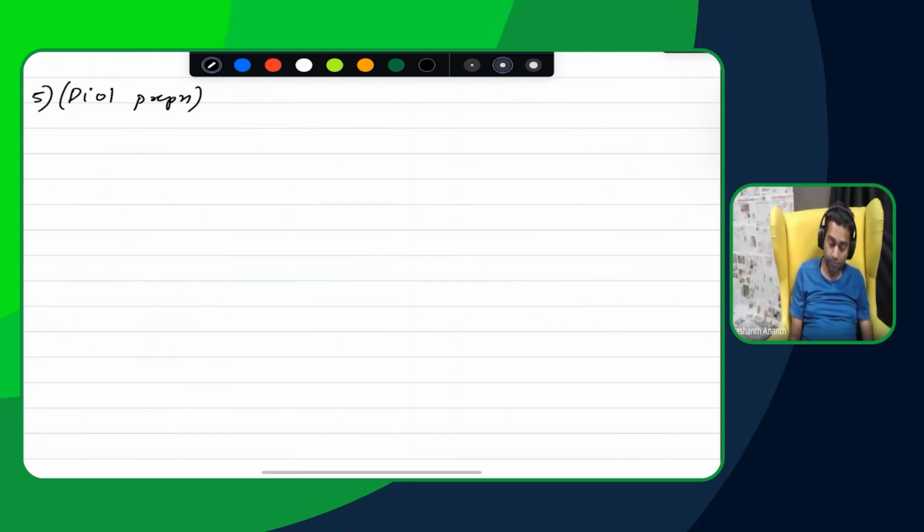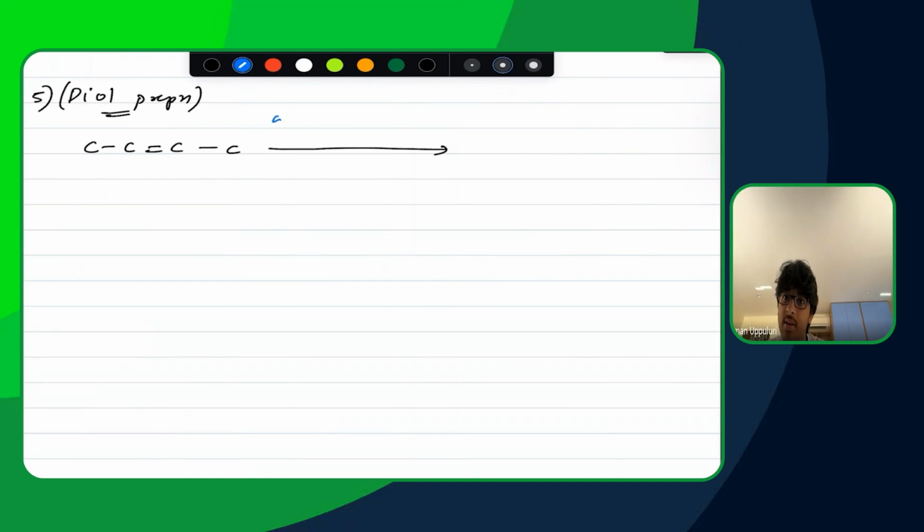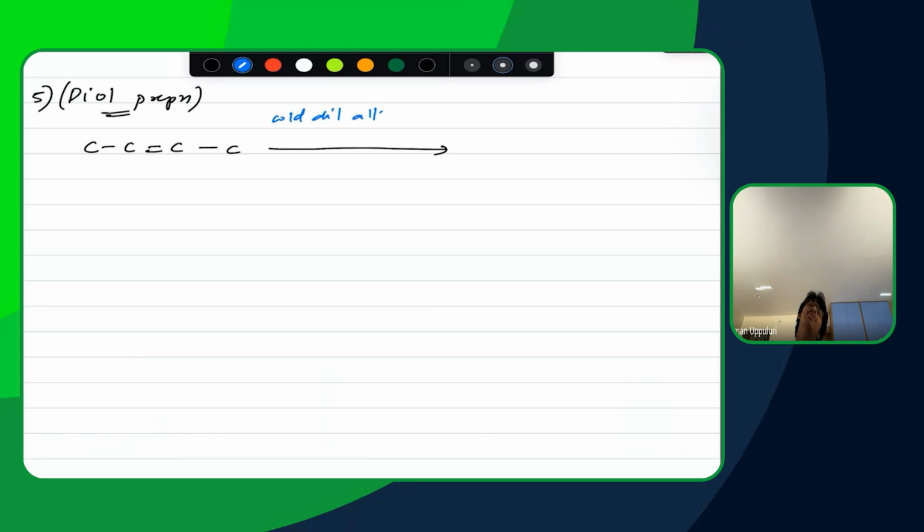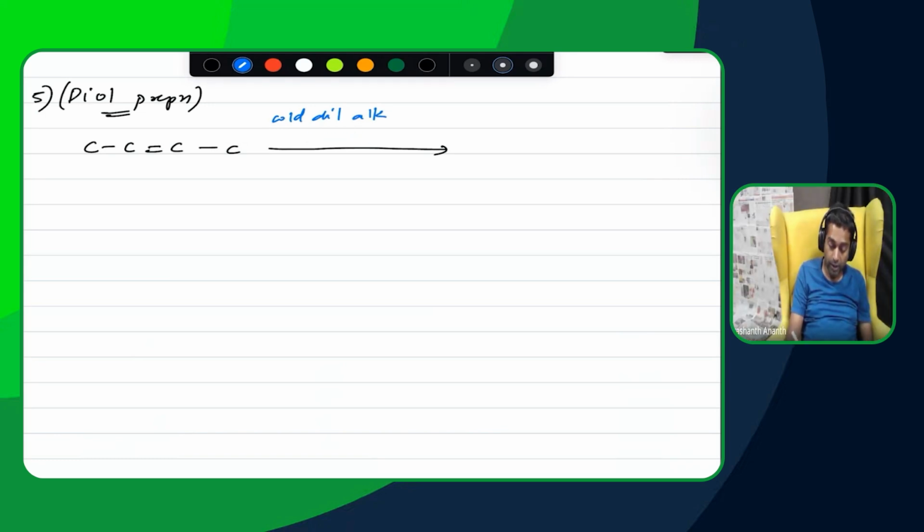So diol preparation: of course, if I have an alkene, two methods are applicable over here. What is Bayer's reagent? Can you give me the name? Cold alkaline KMnO4. Cold dilute alkaline KMnO4. Dilute, that's what. So you're going to be having cold dilute alkaline KMnO4. This is going to be Bayer's reagent.